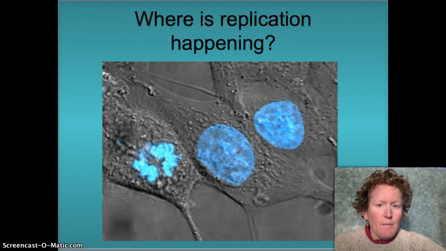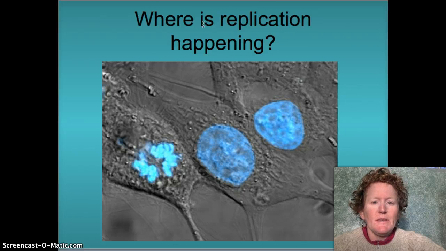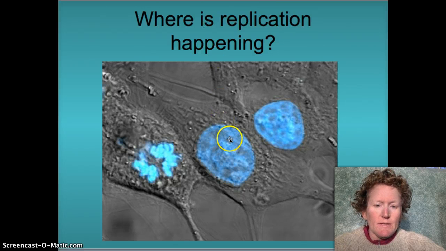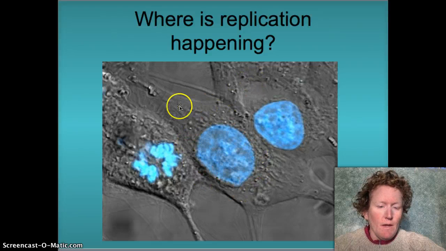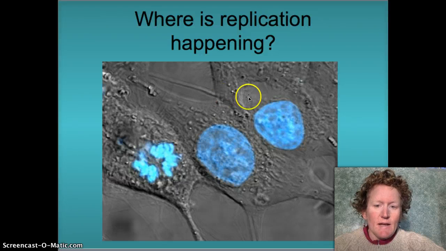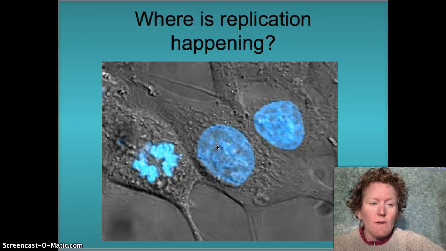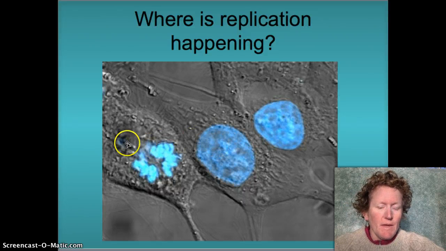We want to think about where that replication is happening. You can see these are cells here. There are 3 cells in this photomicrograph, and the DNA is dyed blue. So you can see the DNA here is in the nucleus. So replication is going on in the nucleus. That's important to remember.